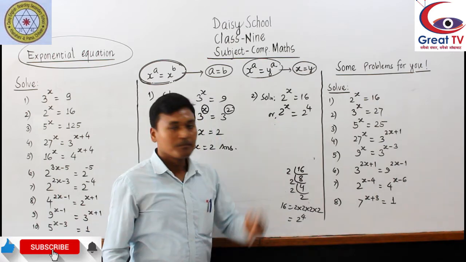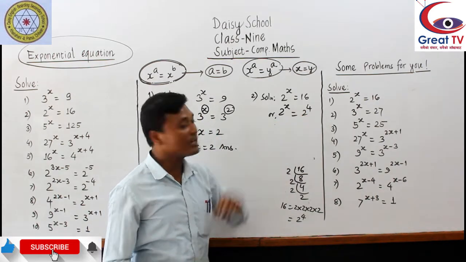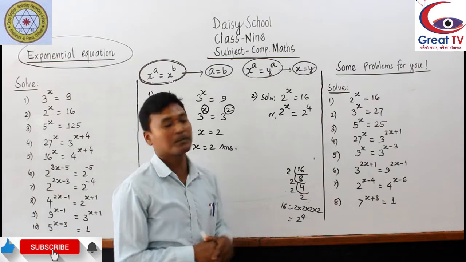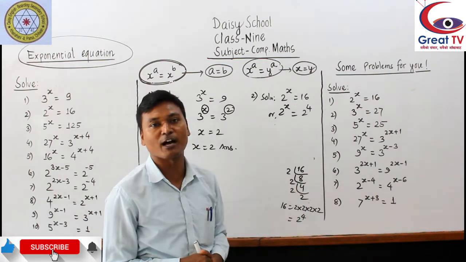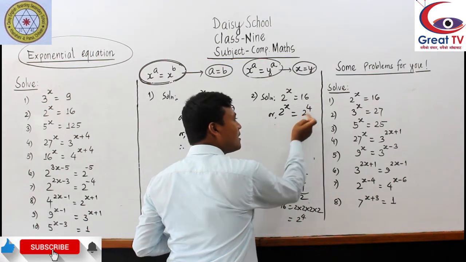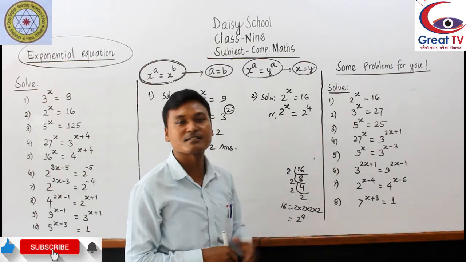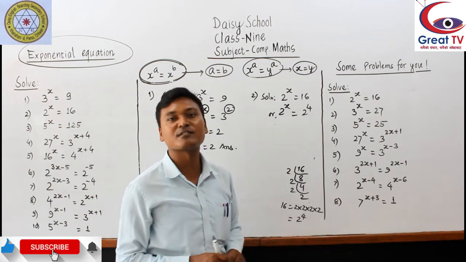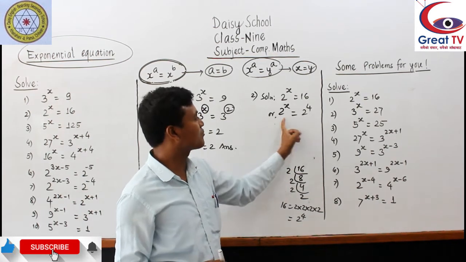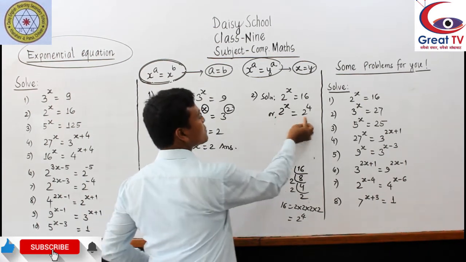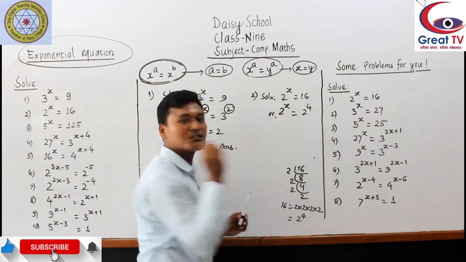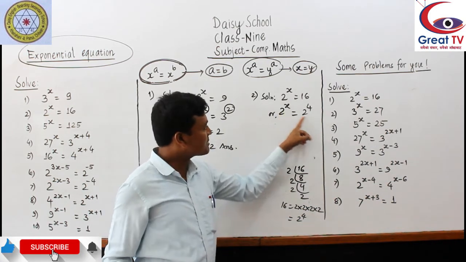You can ask why we are not writing 4 square here, because 16 is also equal to 4 square. But if we write 4 square over here, the base will be 4 and on the left we have base 2, so the bases will not be same. So we write 2 to the power 4 to make equal bases. Now the bases are same.